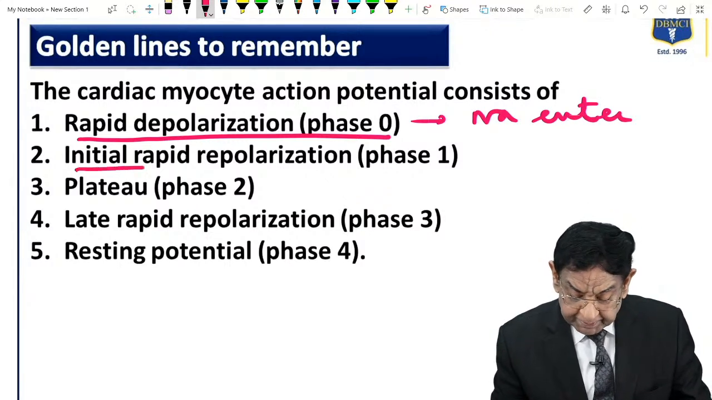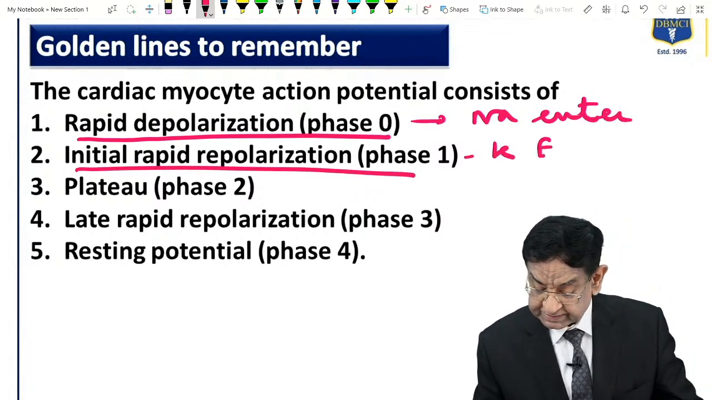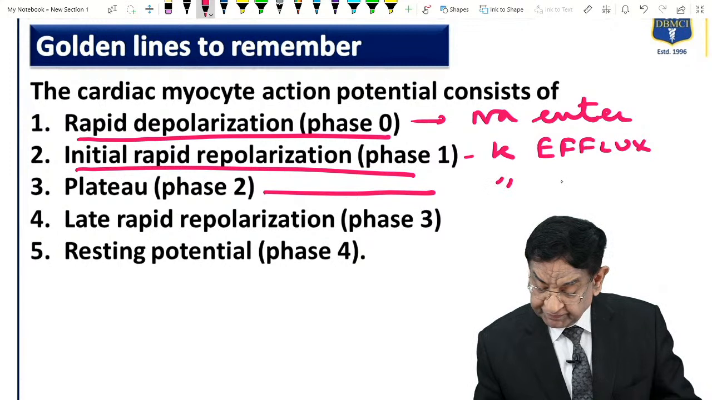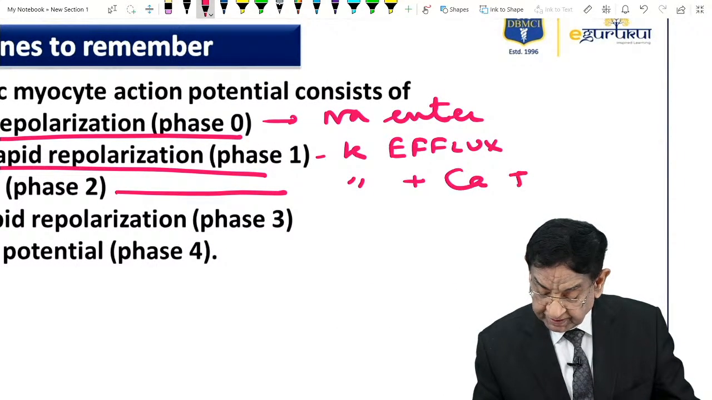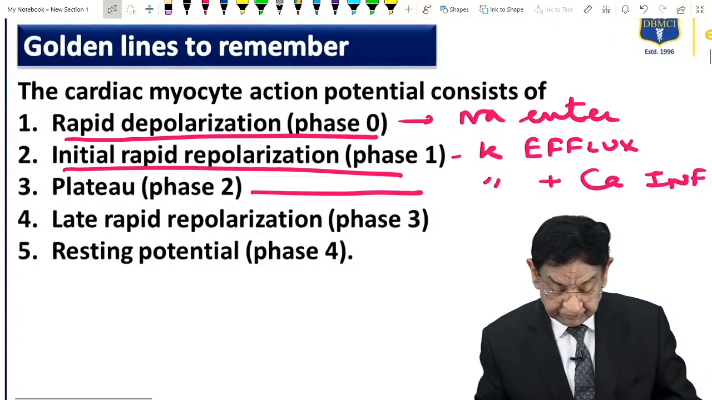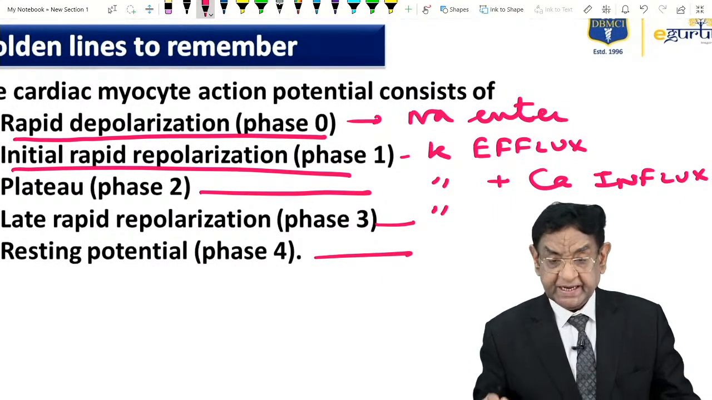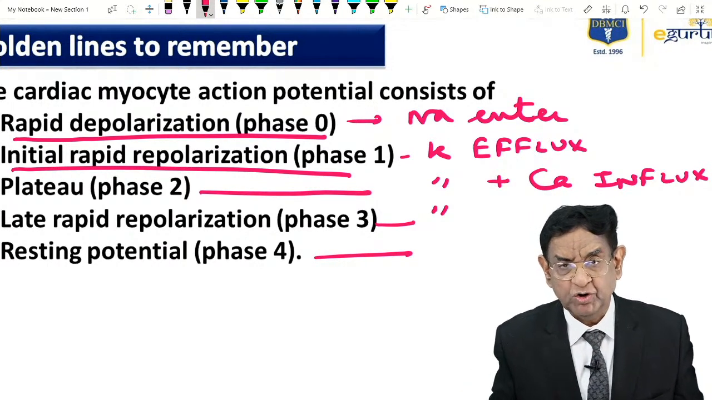Initial rapid repolarization, phase 1, efflux. Plateau, potassium efflux plus calcium influx. Then phase 3, potassium efflux. And resting, everything gets changed and comes back to normal.